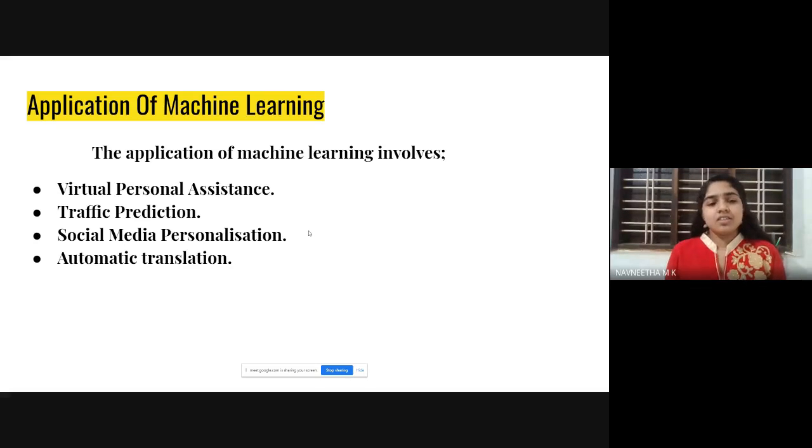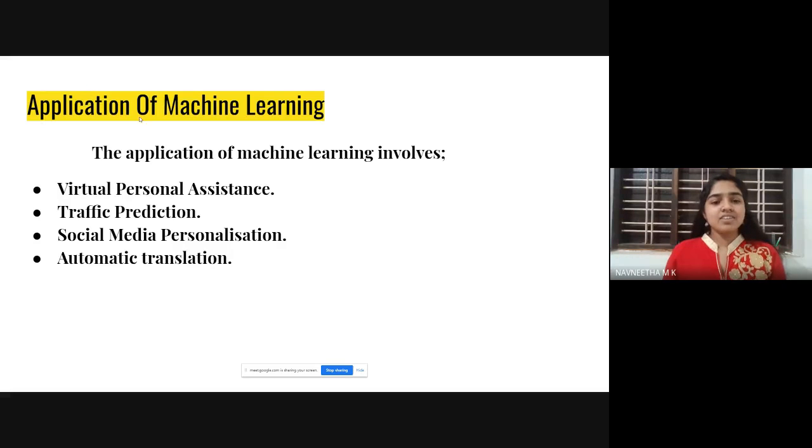There are four types of applications in machine learning. There are lots of applications surrounding us in machine learning. First one is virtual personal assistant, then traffic prediction, social media personalization, and automatic translation.